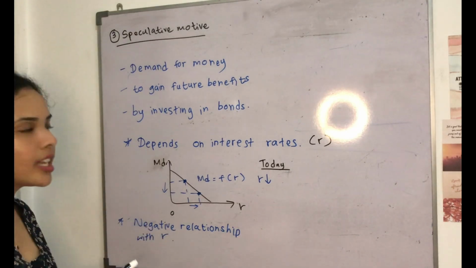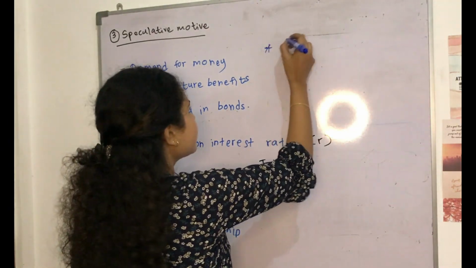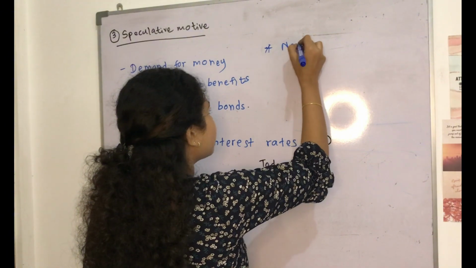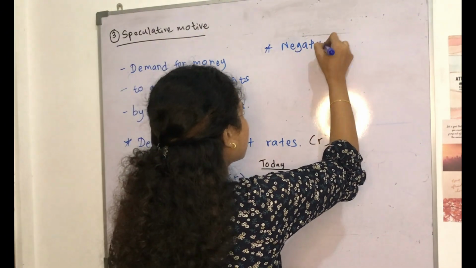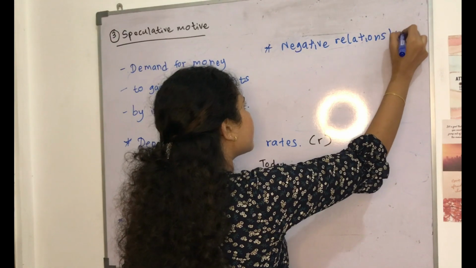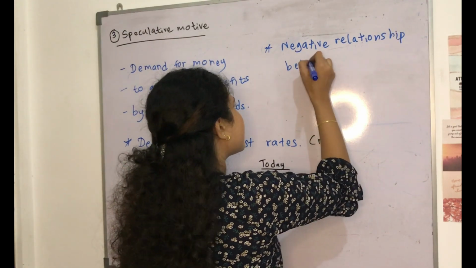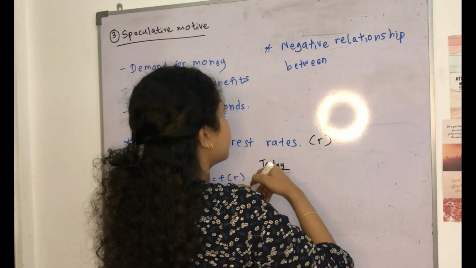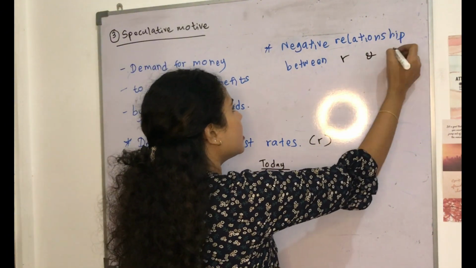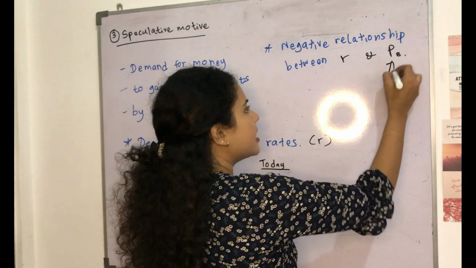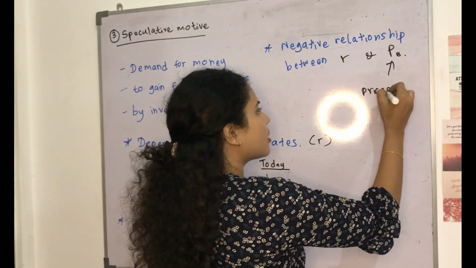Also there's another piece of information you should know, that there's a negative relationship between interest rates, simple R, and prices of bonds. What's this? Prices of bonds.